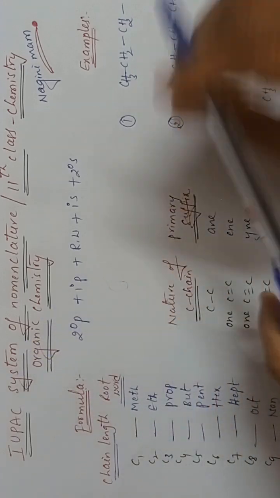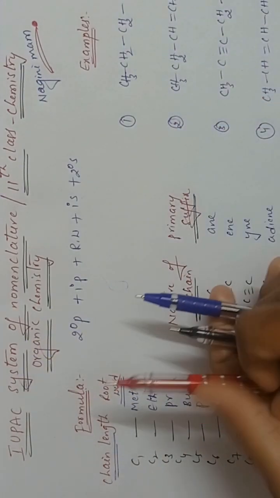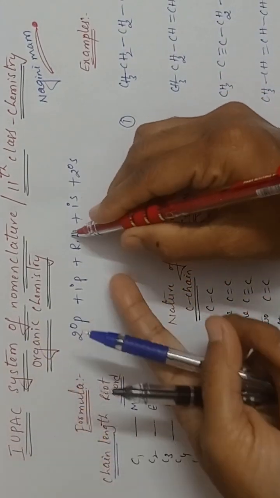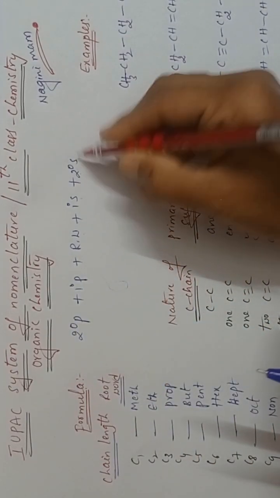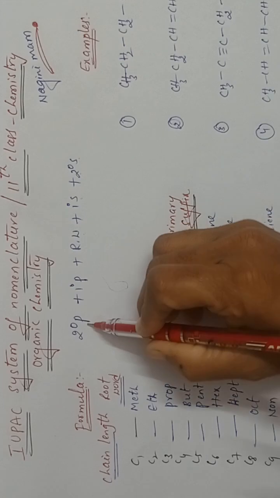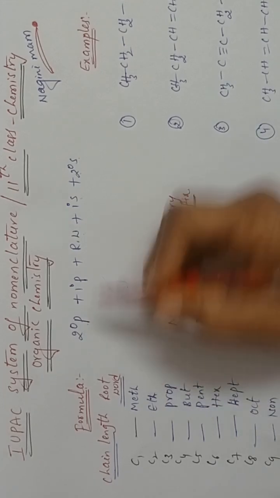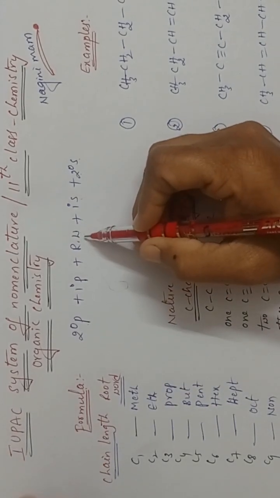Now I will discuss. What is the root word? First I am going to start with root word. Later primary suffix, secondary suffix. Next primary prefix, secondary prefix I will discuss. Clear students? First one, root word. What is the root word?